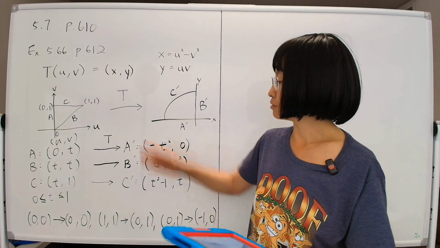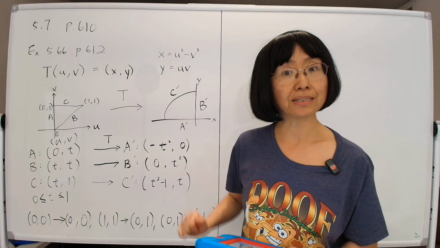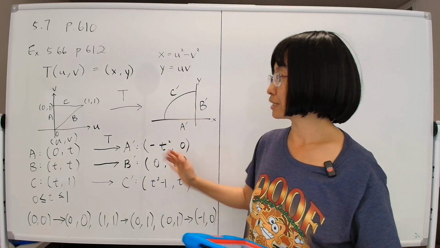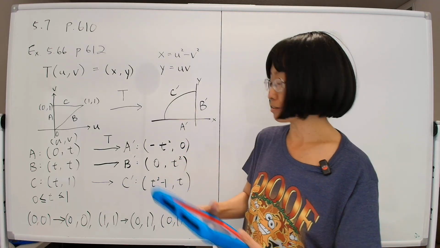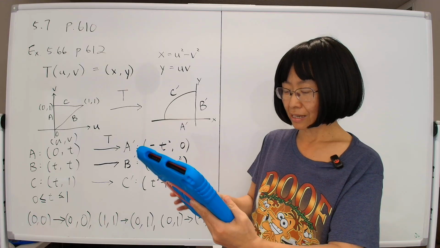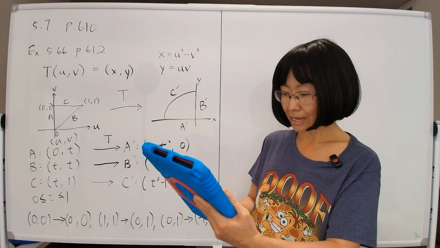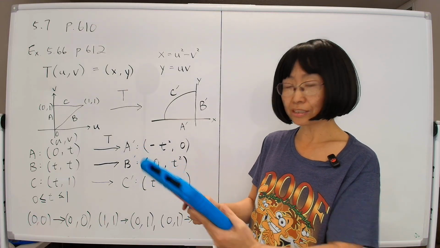But we do need to, I think we should at least go over this much in order to get a decent understanding of what a transformation does. So that's that. Next, let's talk about the Jacobian.